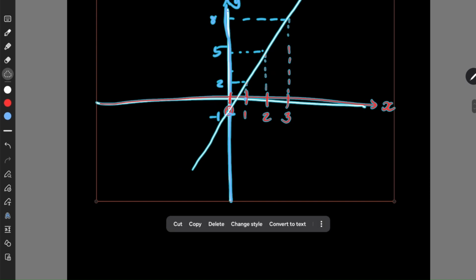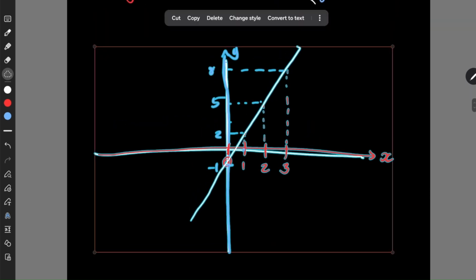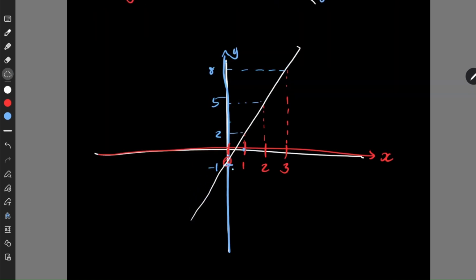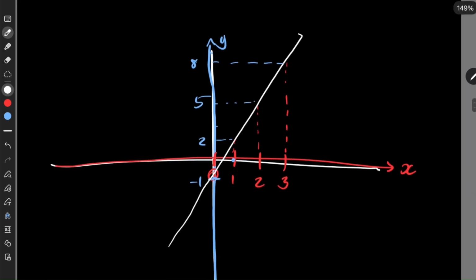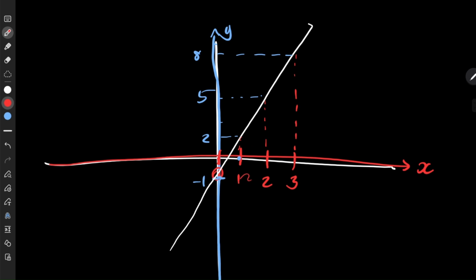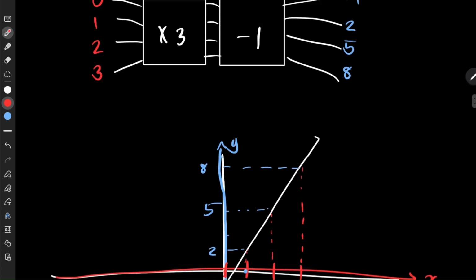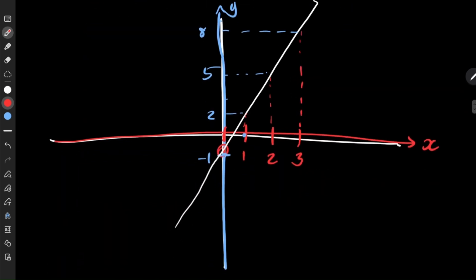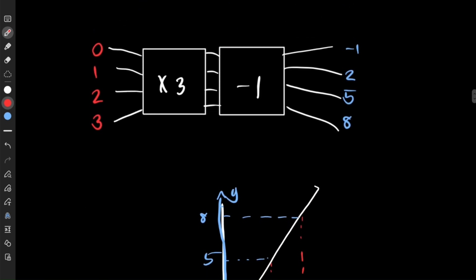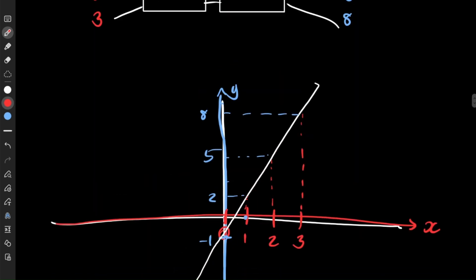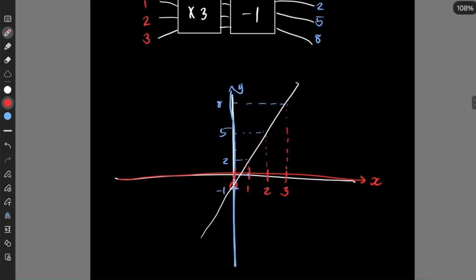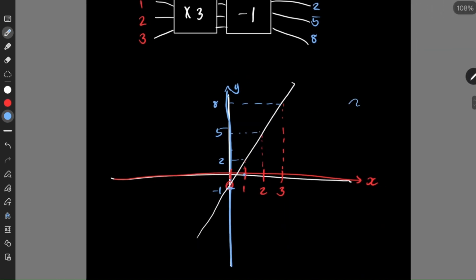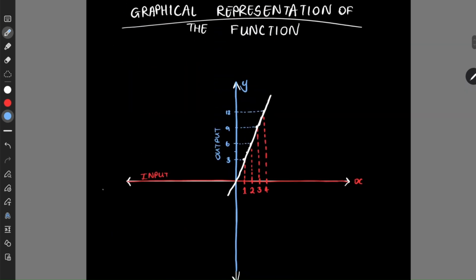Select everything, then drag it up properly. There we go. And I'm not going to go through the whole sketching process again, but I'm going to show you 1 lines up with 2, 0 lines up with -1, 2 lines up with 5, 3 lines up with 8. And as we see, this one shifted 1 unit down compared to the original graph.